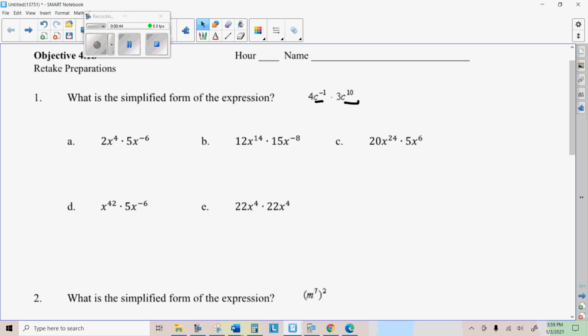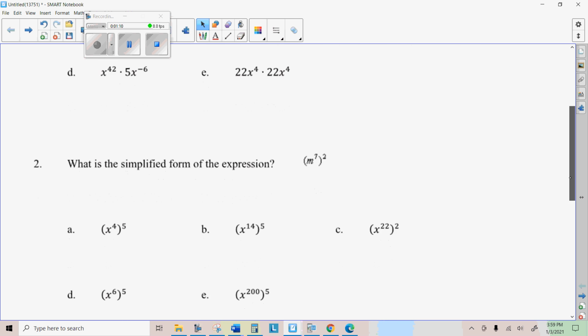Now the 4 and the 3, you can just rearrange those, since multiplication is commutative and associative, so we can do it in this order. And essentially, you just have to add the powers when you have the same base. So I'm going to add the 10 and the negative 1, and that's going to make it 9. And I'm going to multiply the 4 and the 3, which is the 12c to the 9th power.